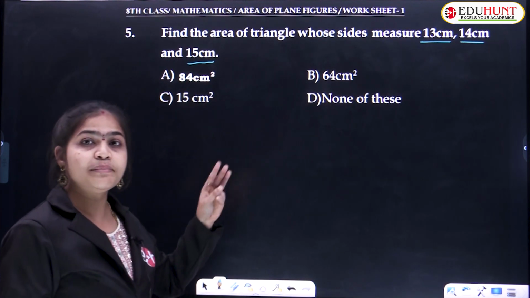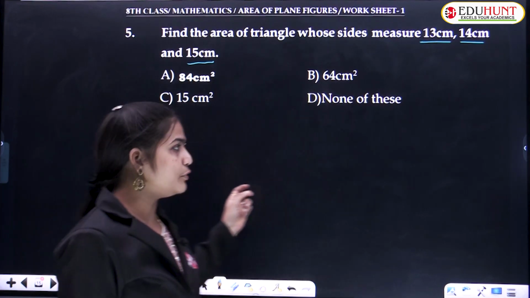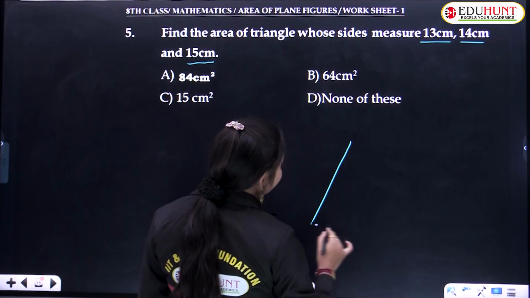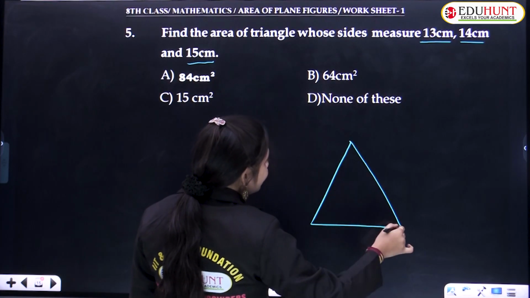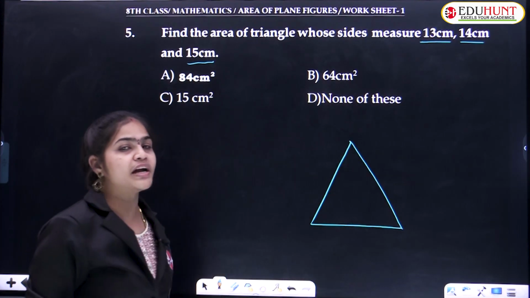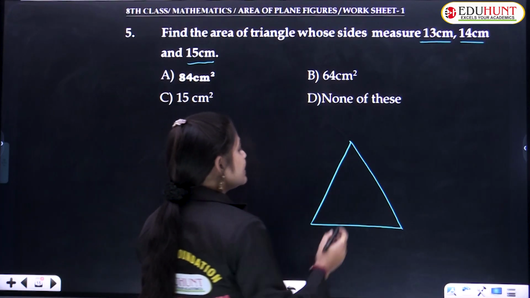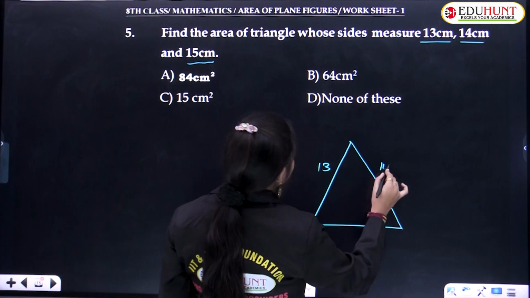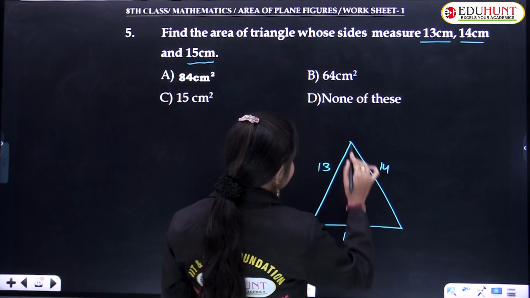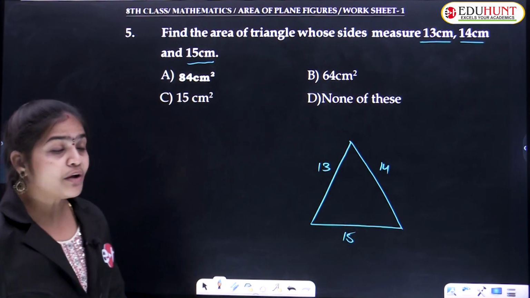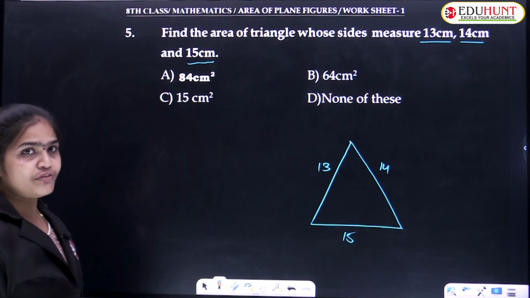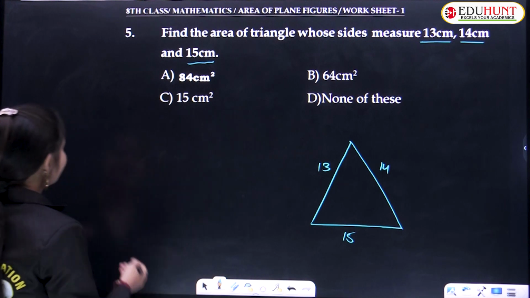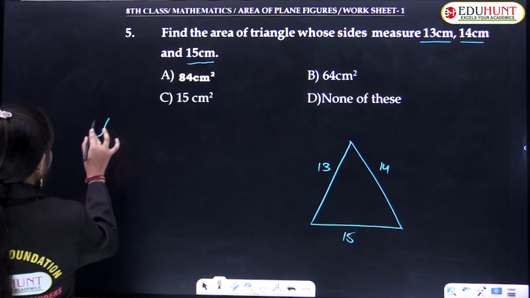Here again, three side measurements are given: 13 centimeters, 14 centimeters and 15 centimeters. Three different measurements means which kind of triangle? That is a scalene triangle. Now what do we need to find out? The area of a triangle. So this is a scalene triangle only, obviously that's why we use Heron's formula.